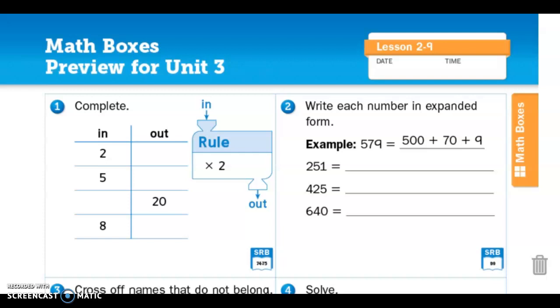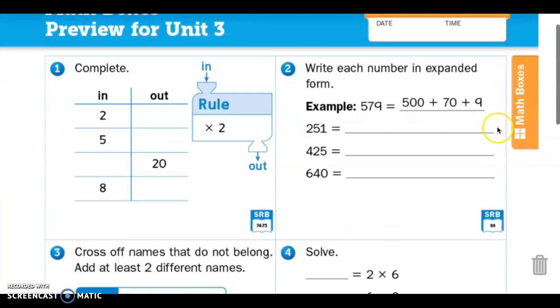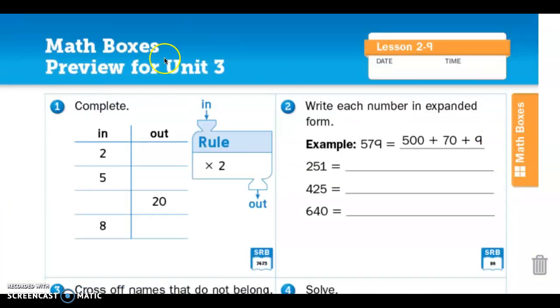All right, and we are back for our last math video of the day. Lesson 2-9, if you have it in your journal, it's page 53. Okay, this is math boxes, but it's a preview for unit 3, so it's some things to come up in the next unit. All right, I'll quickly give us a walkthrough.